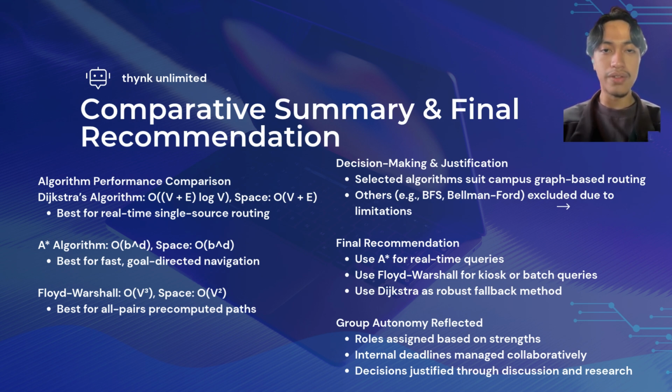In terms of decision making, we evaluated other algorithms like BFS and Bellman-Ford, but excluded them due to limitations like lack of weight support or inefficiency. After comparing complexity, use cases and trade-offs, our final recommendation is to use A-star for real-time navigation where a user inputs a start and destination. Use Floyd-Warshall for kiosk or batch queries where pre-computed routes improve speed. Keep Dijkstra as a robust fallback, especially if heuristic data for A-star is not available.